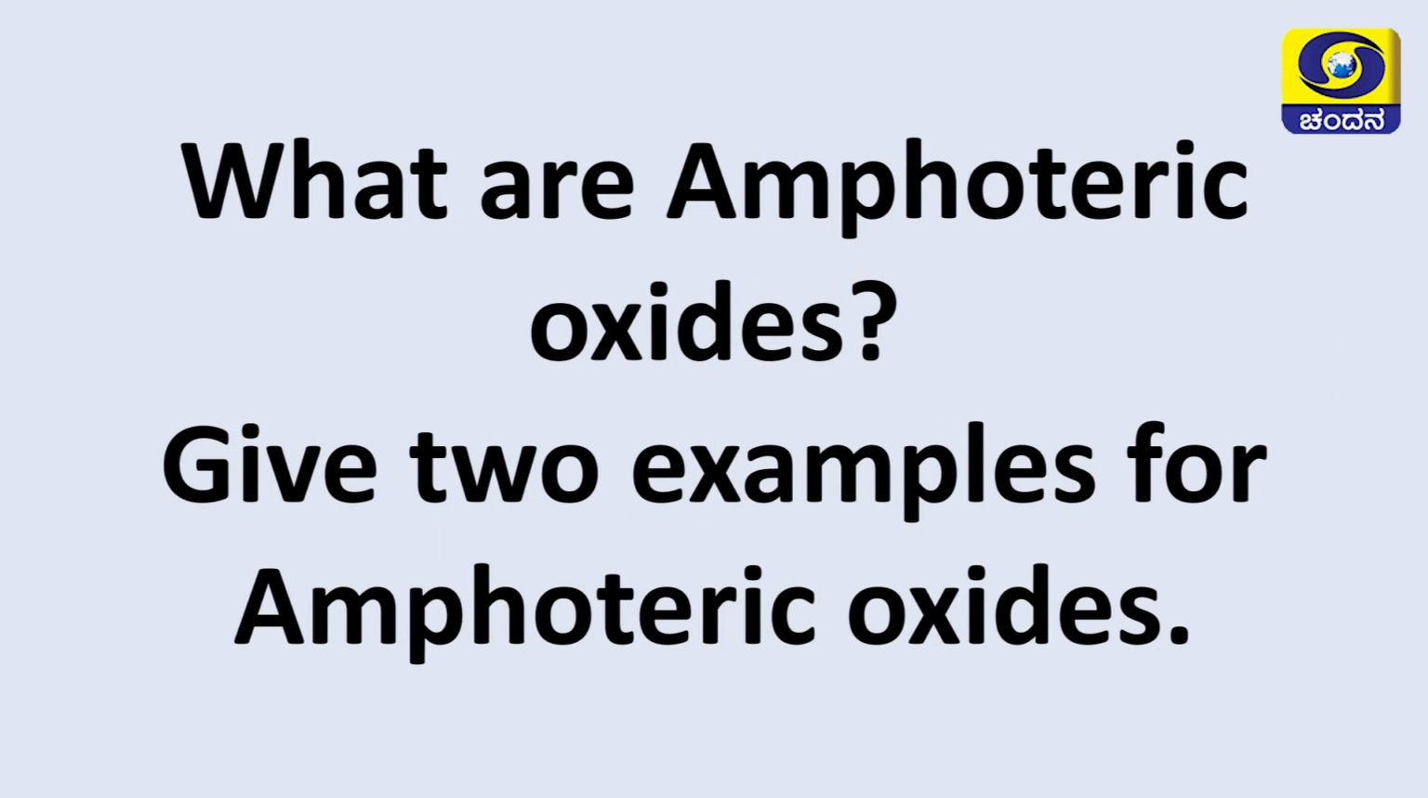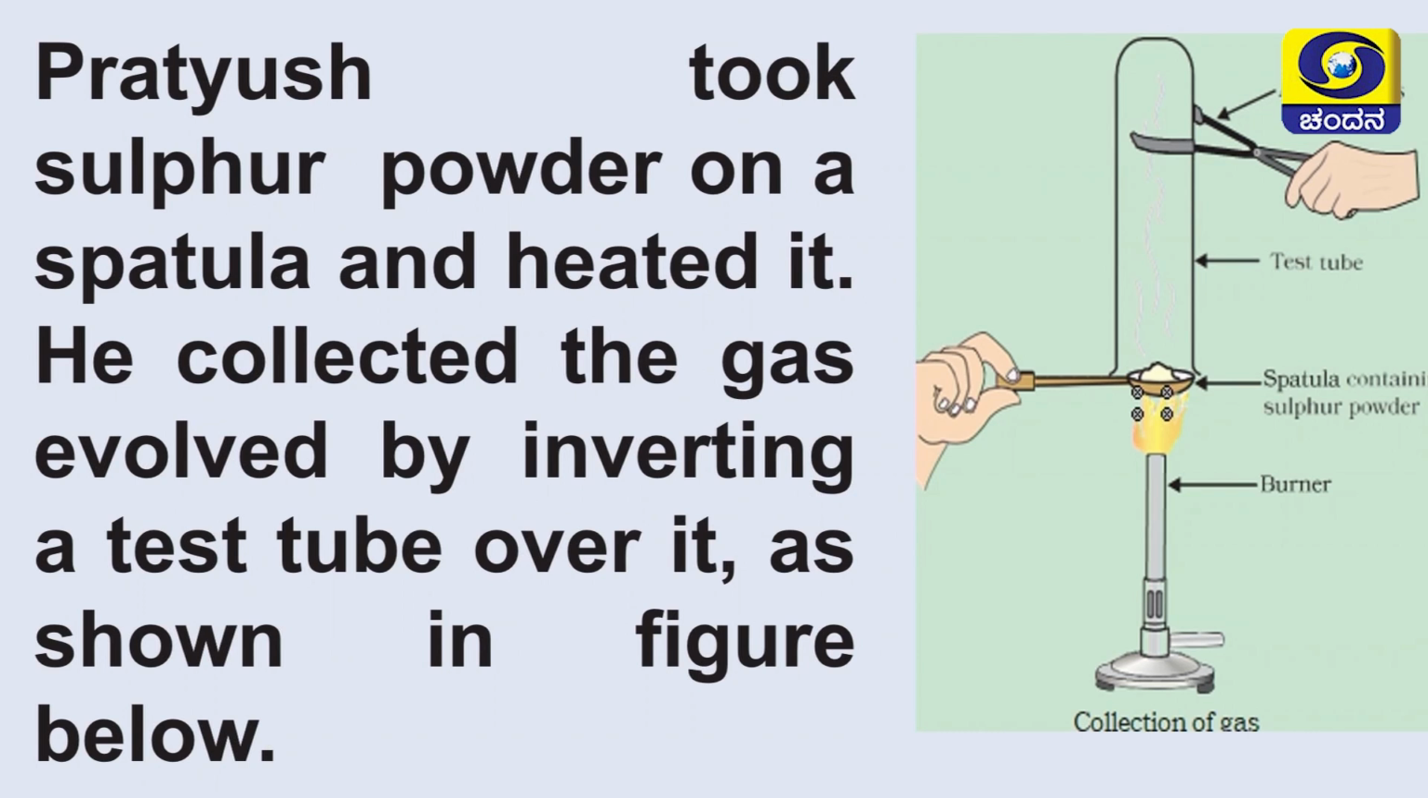And another question, what are amphoteric oxides? Give 2 examples for amphoteric oxides. Now there is another question. There was a boy Pratyush, like you people. He took sulphur powder on a spatula and heated it. He collected the gas by inverting a test tube over it, as you can see in the diagram over there.